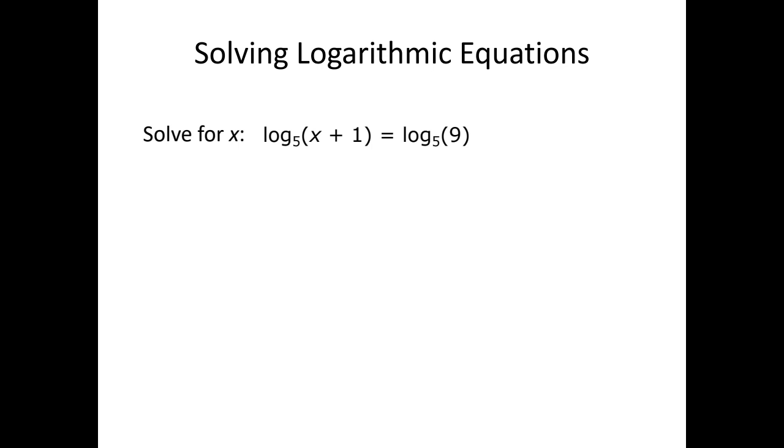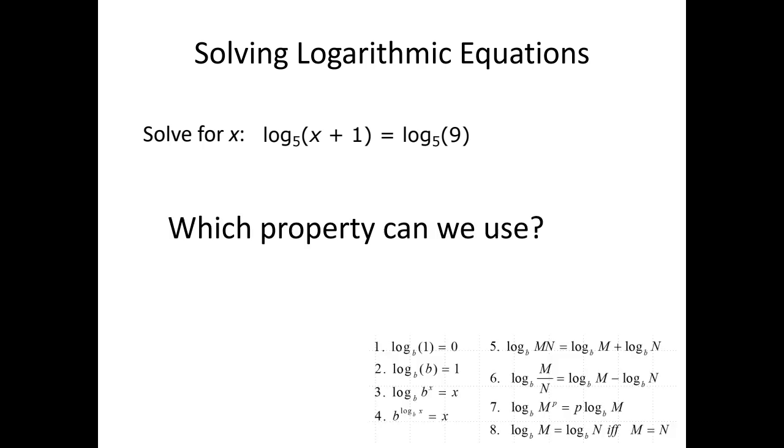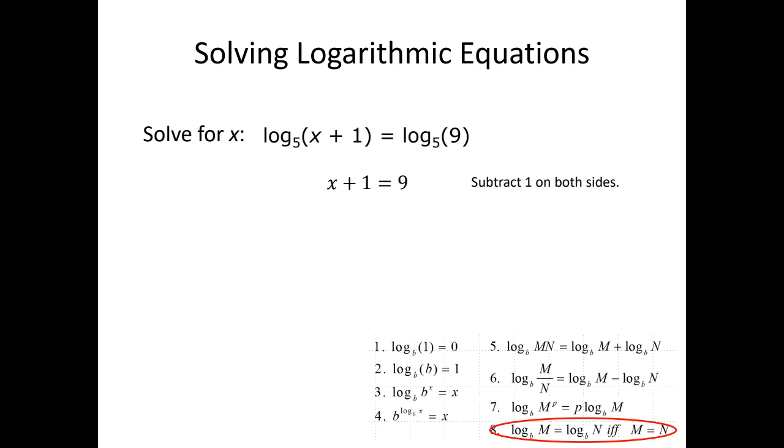Okay, so let me see. I have 3 minutes. I think I have time to solve one really quick. This is a one-to-one property. You see that I have a log base 5 on the left and a log base 5 on the right. For these two to be equal to each other, the inputs have to be equal to each other. So I'm going to set the inputs equal to each other. x plus 1 should equal 9. Solve for x, subtract 1 on both sides. So x is equal to 8.